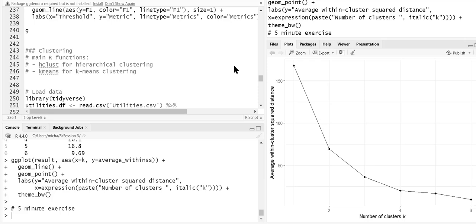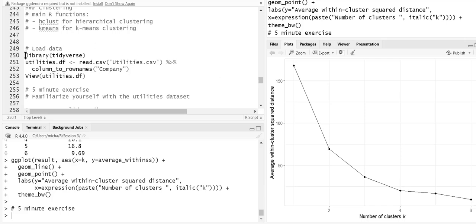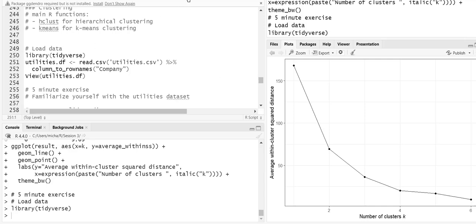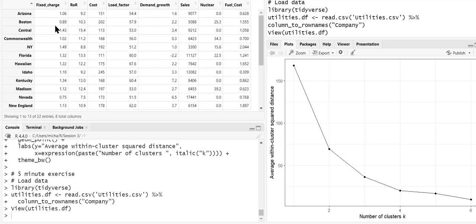With k-means, you take k centroids and you look at the things that are the closest, and then you do that again and again and again. So let's look at each one of these. We're going to use this utilities database, which has a bunch of information on utilities demand in the United States. This is a very small data set, but it has things like cost, load factor, etc. And we're going to see which ones of them are similar to each other.